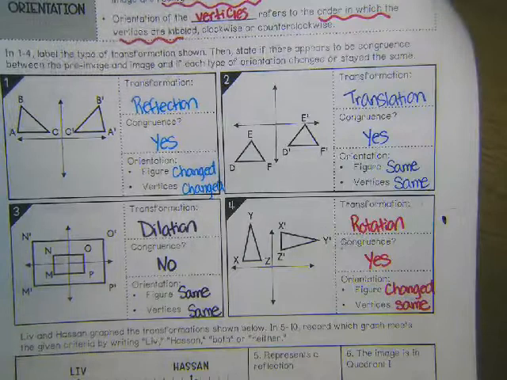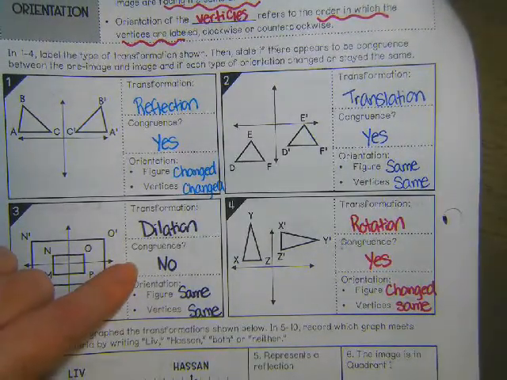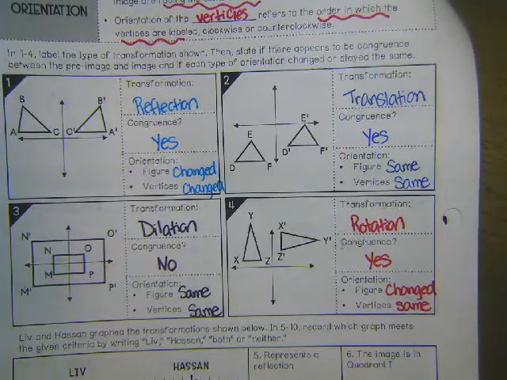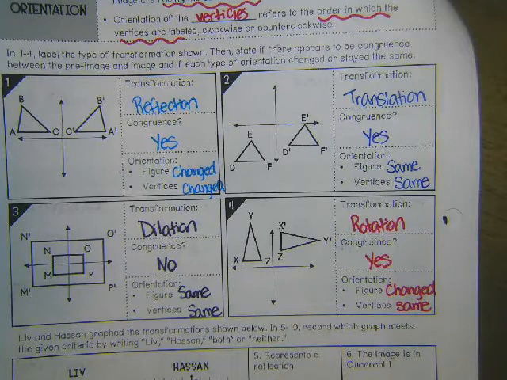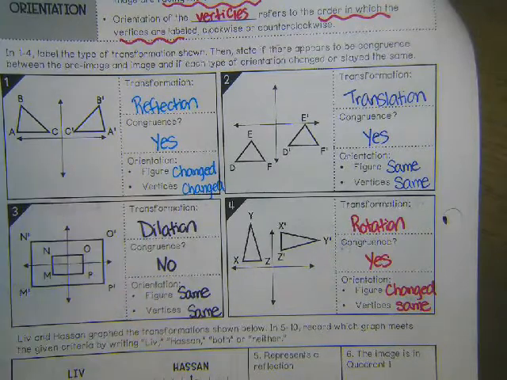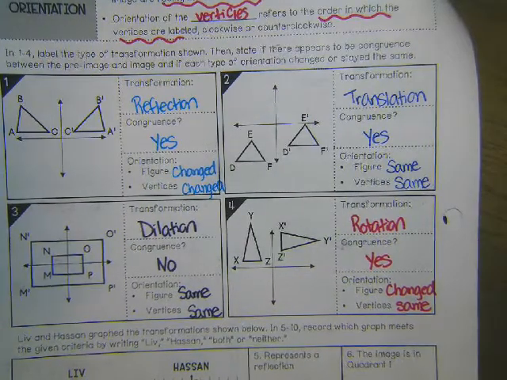So looking at these four, you will notice dilation is the only one that does not remain congruent, meaning it changes the size of the shape. All the other ones stay the same shape and same size. Now sometimes the orientation of the vertices and the figure changes. You'll just have to look back at this as a reference if you have questions.